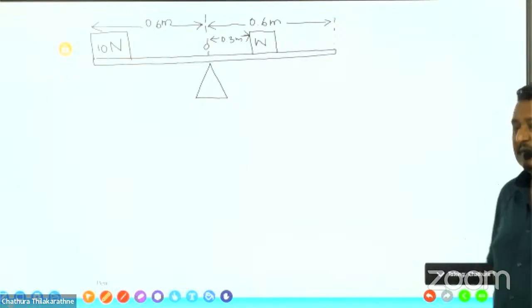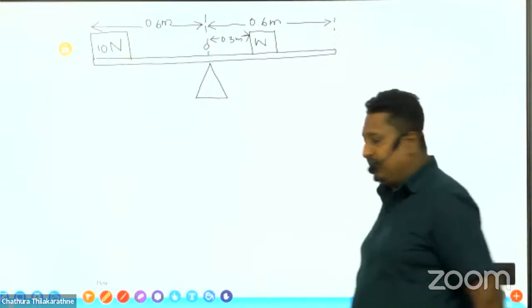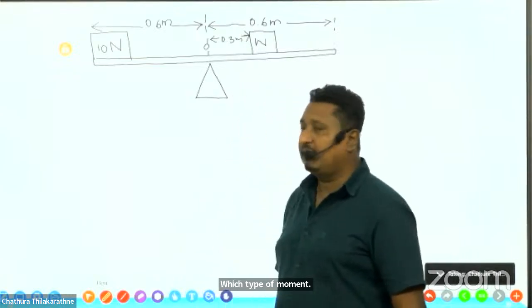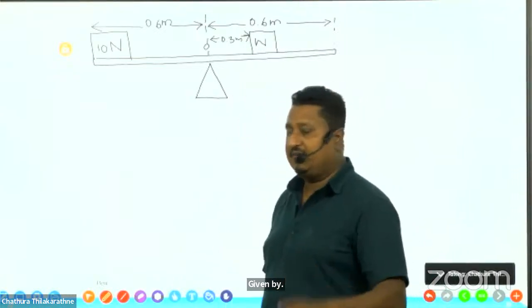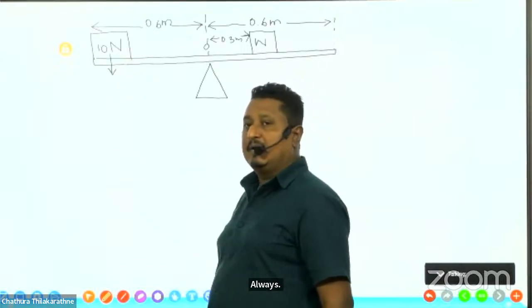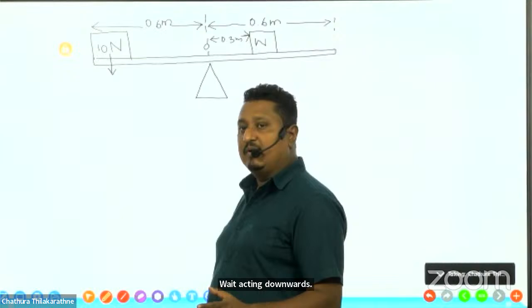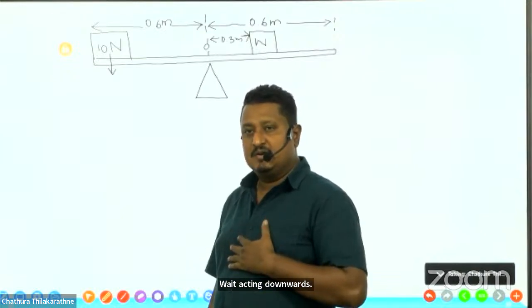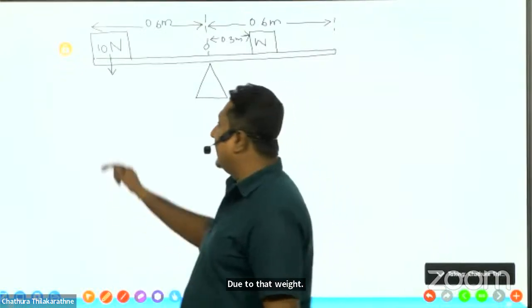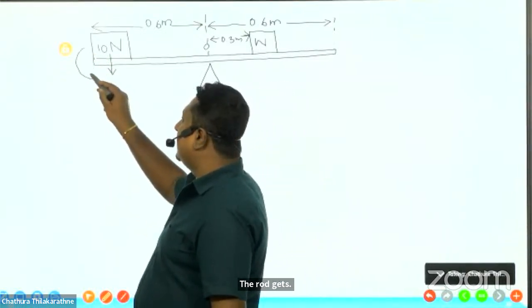Yes. Which type of moment is given by 10 newtons of force? Weight always acts downwards. 10 newtons of weight acting downward. Due to that weight, the rod gets an anti-clockwise moment. It tends to rotate in the anti-clockwise direction.